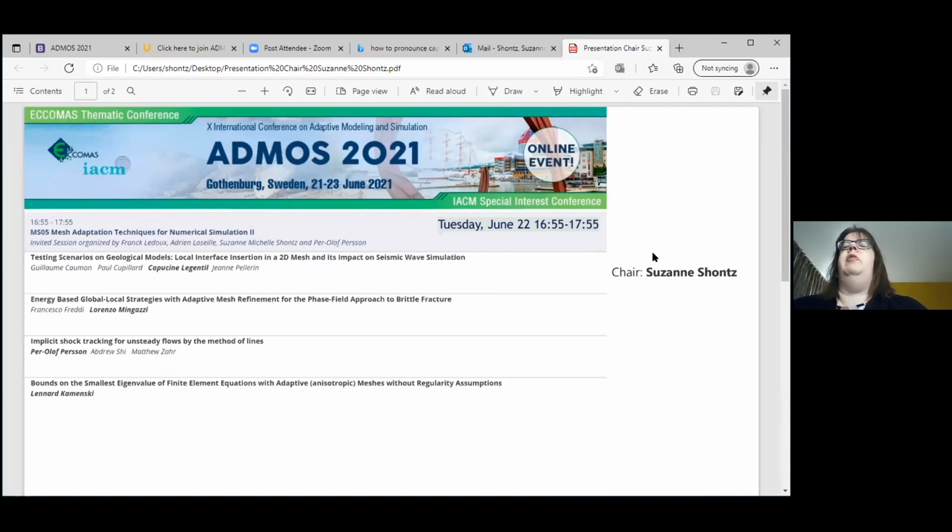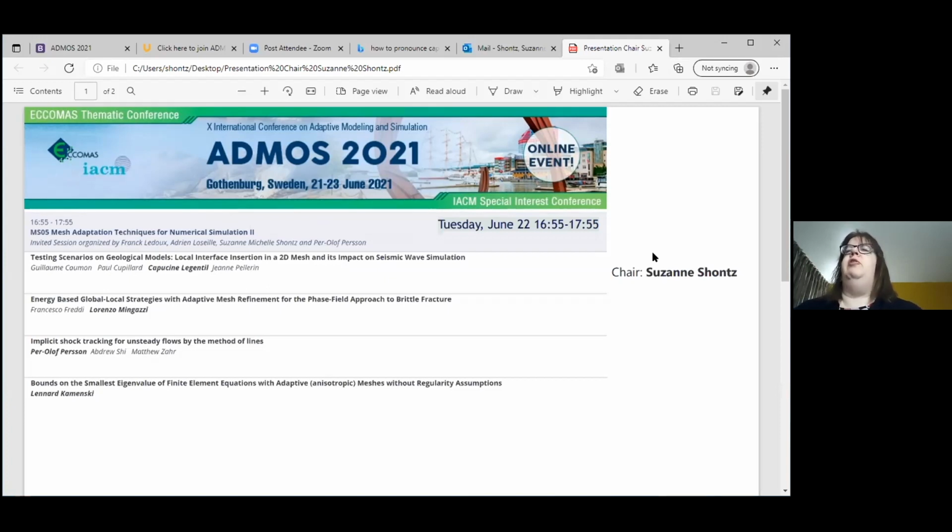This is a mini symposium on mesh adaptation techniques for numerical simulation, and this is the second part out of 3. We just finished with one session this morning. This is our second session, and then tomorrow morning we'll have another session. Sorry, I shouldn't say morning. I'm in the United States, so it's morning here, but it might be in the afternoon if you're in Europe, or maybe even in the evening if you're in Asia. But again, welcome for joining this session. This is co-organized by myself, along with Perloff Person, as well as Franck Ledoux and Adrienne Lassay.